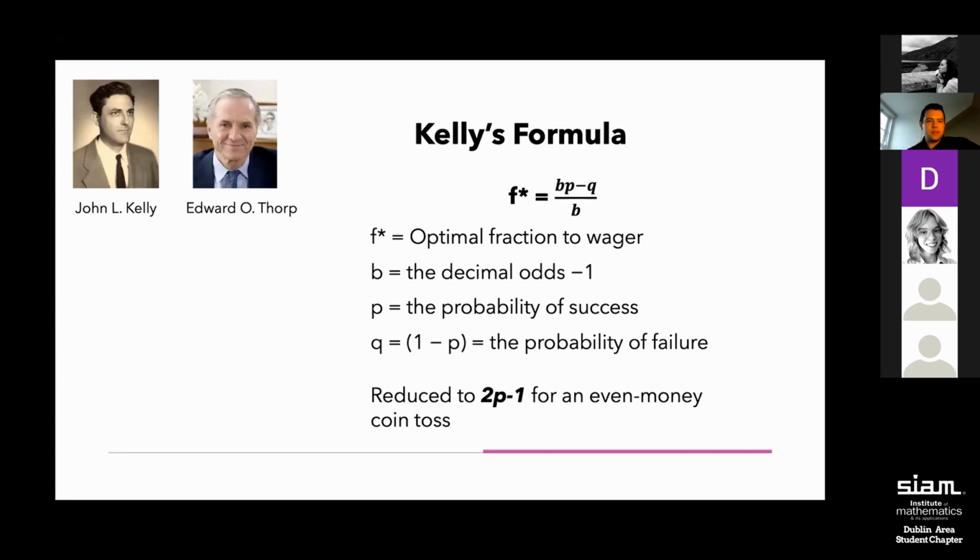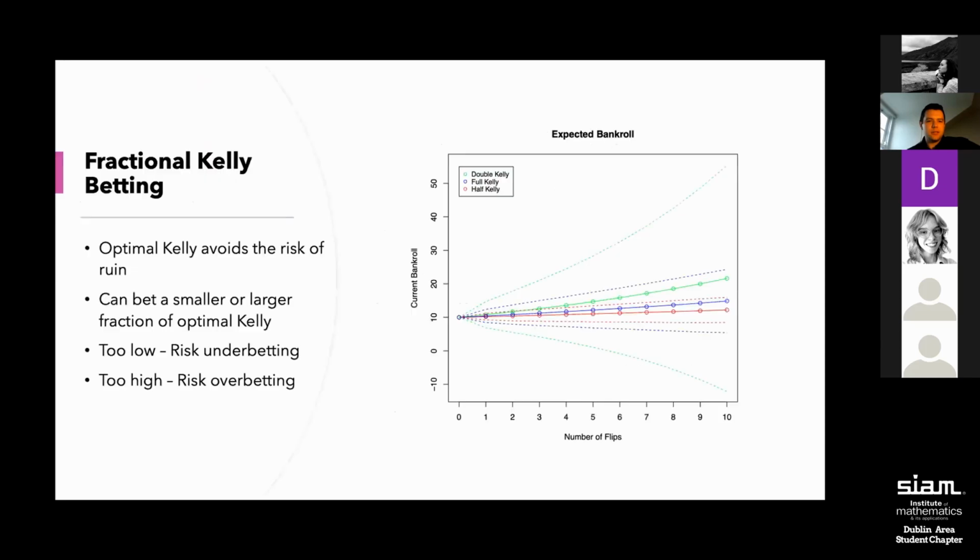Kelly's formula is typically used in blackjack or sports betting, but it can also be used in the stock markets, where the main objective would be to invest so that you maximize the expected growth rate of your capital or your wealth. Optimal Kelly, which is the f* from the previous formula, avoids the risk of ruin. This is because you're always only betting a fraction of your current wealth each time, so you can never actually lose all of your money.